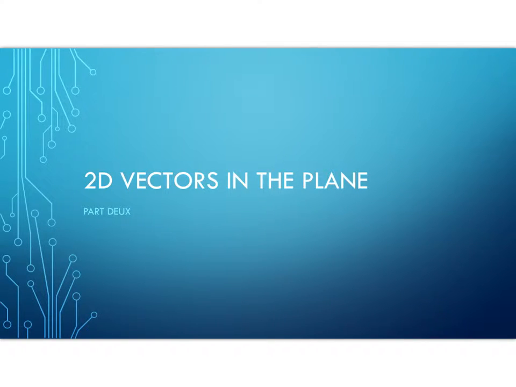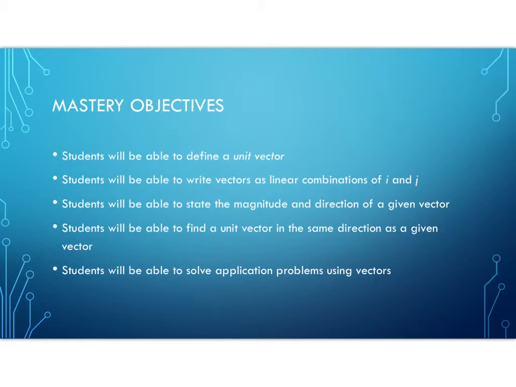Okay, so we're going to continue with 2D vectors in the plane. We're going to take everything we talked about yesterday and just keep building on it. Part of that is going to be defining what a unit vector is. We're going to look at writing vectors, instead of in component form, as linear combinations of i and j. We're going to define i and j.